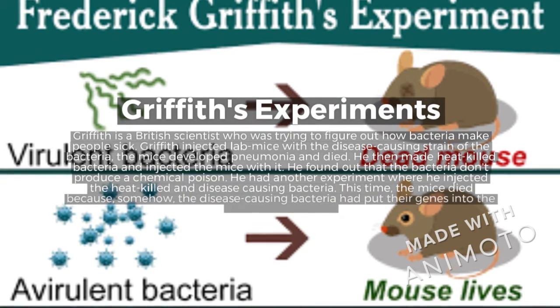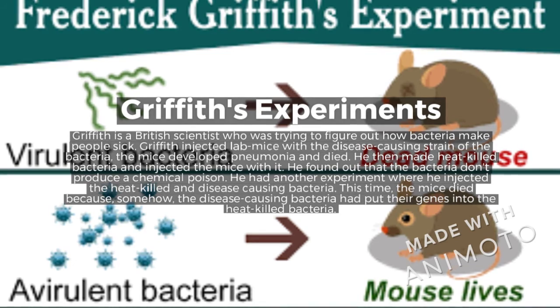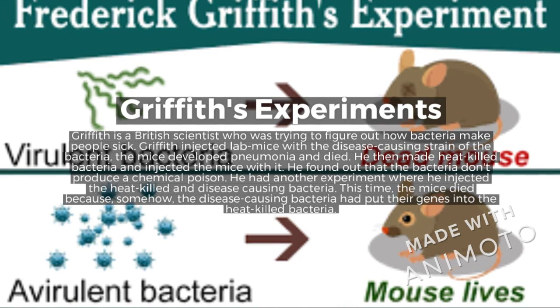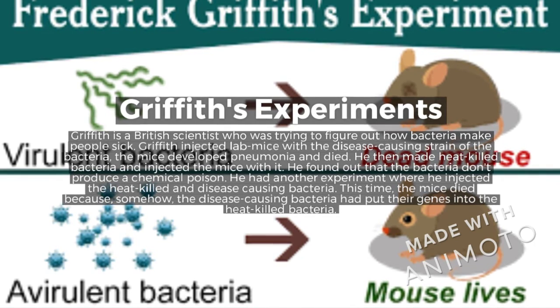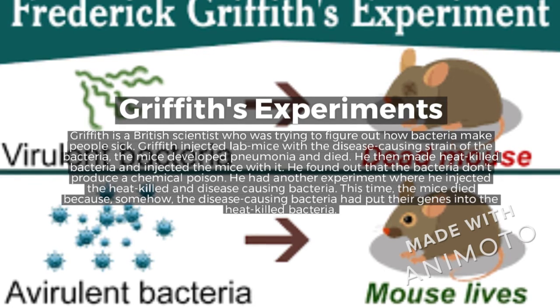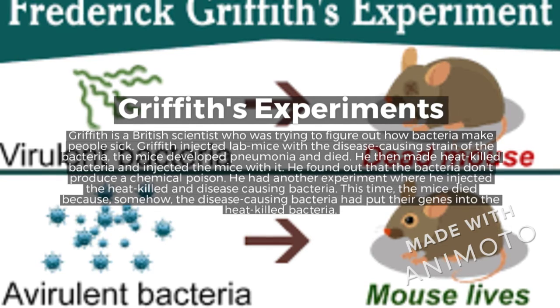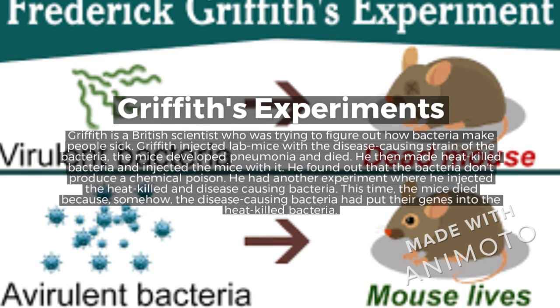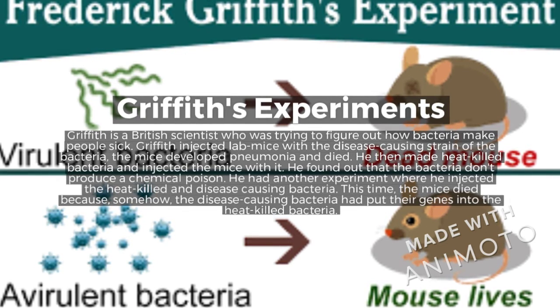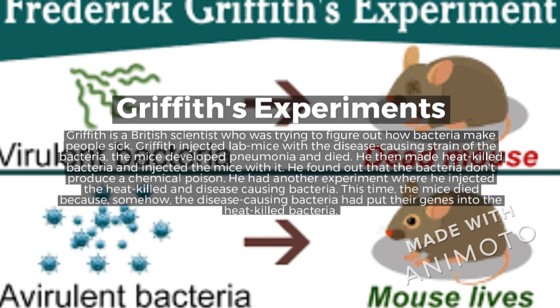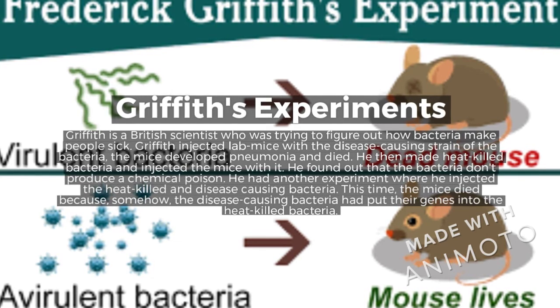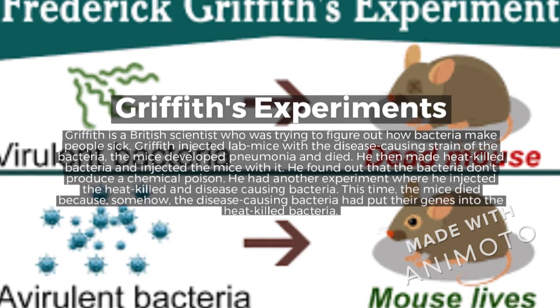Griffith's experiments. Griffith was a British scientist who was trying to figure out how bacteria make people sick. He injected lab mice with a disease-causing strain, and they died of pneumonia. He then made a heat-killed version, and he found out that they don't produce a chemical poison. He had another experiment where he injected a heat-killed and a disease-causing strain. This time they died because the disease-causing bacteria had put their genes into the heat-killed bacteria.